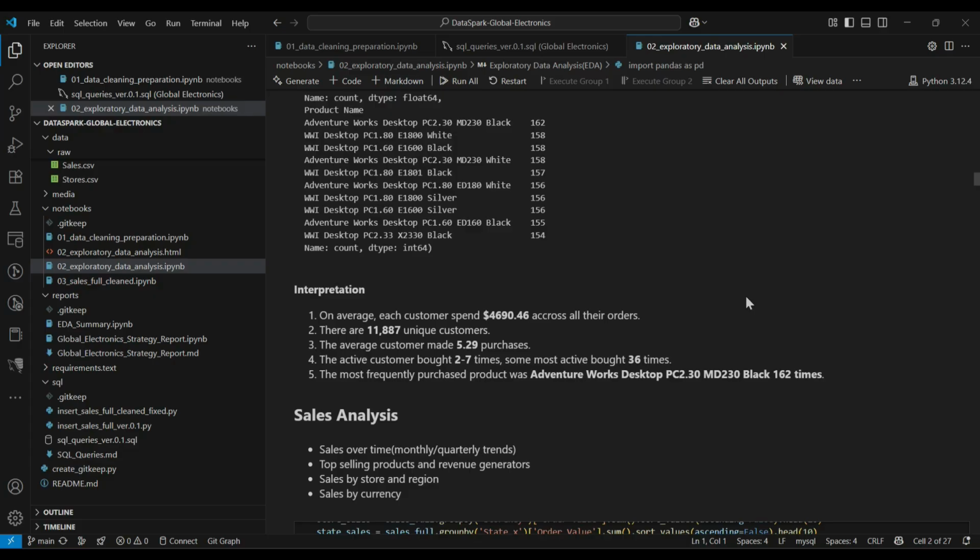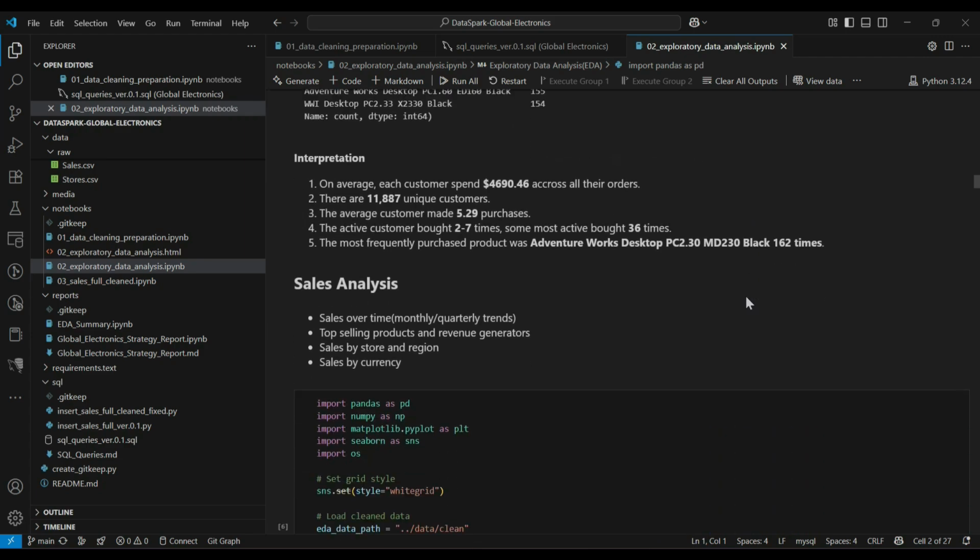There are 11,887 unique customers in the dataset. Each customer made an average of 5.29 purchases. Most active customers made between 2 to 7 purchases, while some highly active users made up to 36 purchases. The most frequently purchased product was Adventure Workshop Desktop PC 2.30 MD 230 Black with 162 units sold.